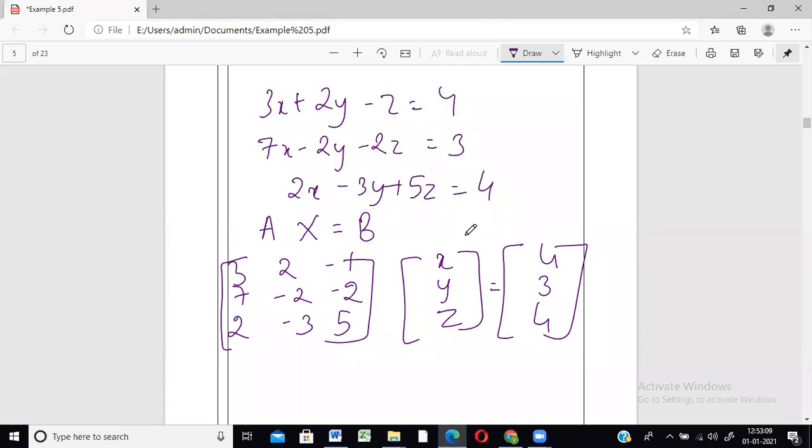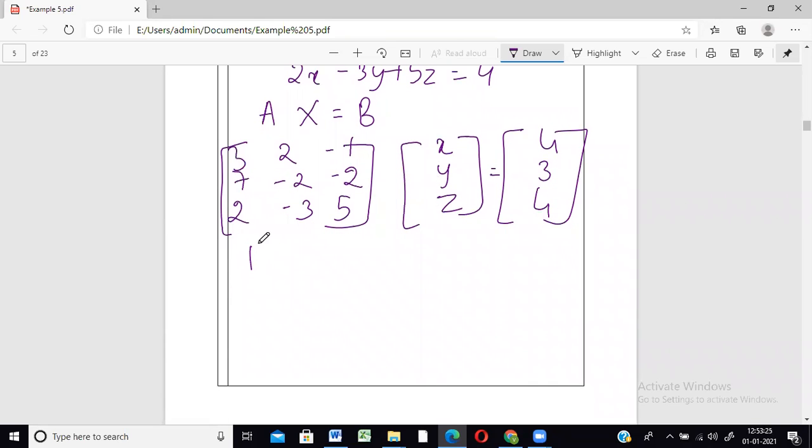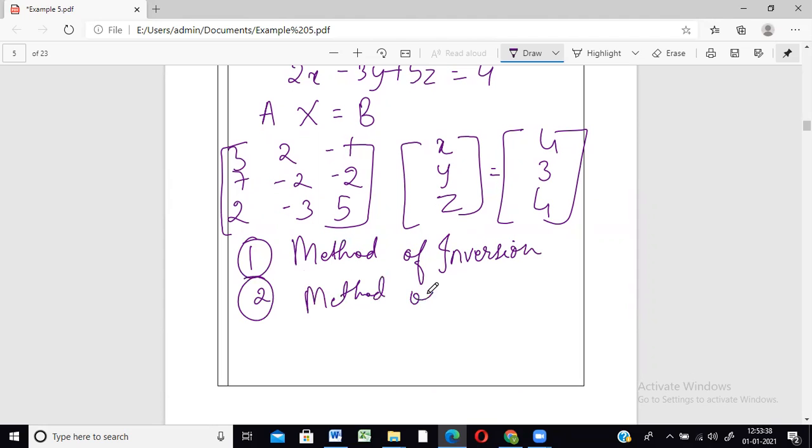Now, we have seen how to write it in the matrix equation form. But what was our major aim? Our major aim was to actually solve and find out the values of x, y, and z, the solution set of these equations. So for doing that, we have two methods for solving the equations. Okay, so that is nothing but the method of inversion, and the second one is the method of reduction. All right, so there are two methods for solving the equations.